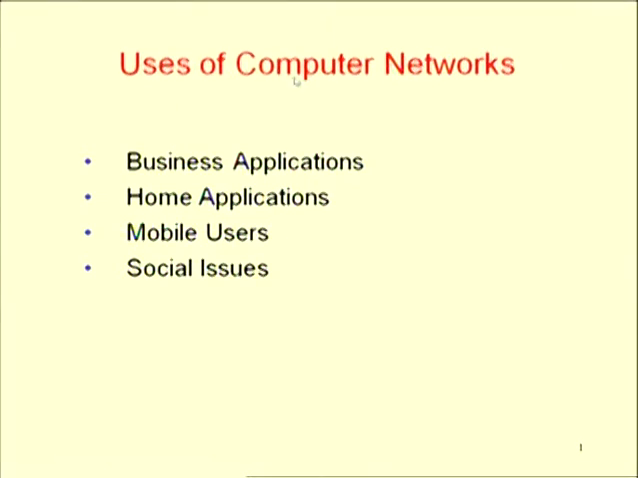Computer networks are used for business applications, home applications, mobile users, and social issues. Business applications means everything which is related to business. So for offices, network is required. In domestic applications, network is required. Network is required for mobile access, and networks are very helpful in social issues.